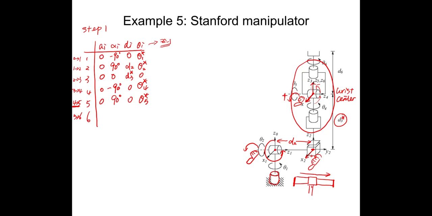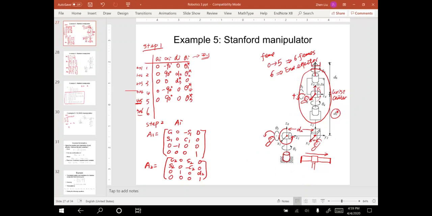And the last one is from frame 5 to frame 6. This is Z6, and we use Z6 as the same axis as the spherical wrist, so that it is easier to do the analysis. So it means that we define this. Let me just draw it in the center of the end effector. Here we have the Z6, and we have frame 6 that is fully parallel to frame 5. Now we have the X6 and Y6.